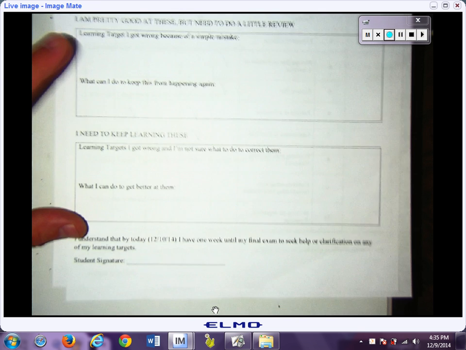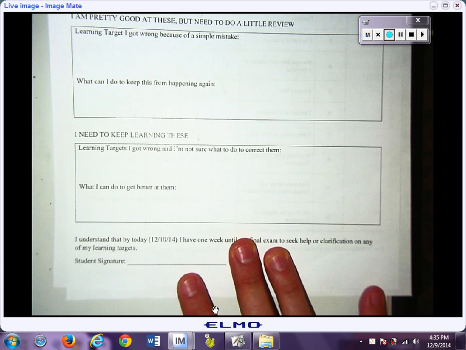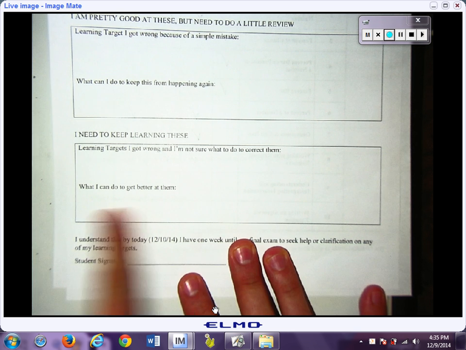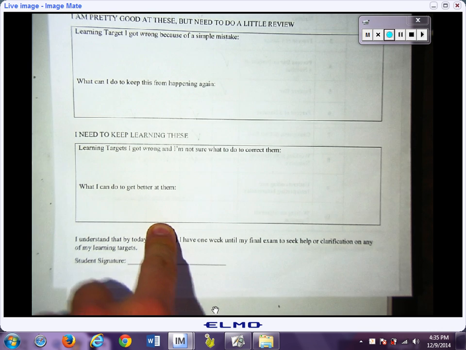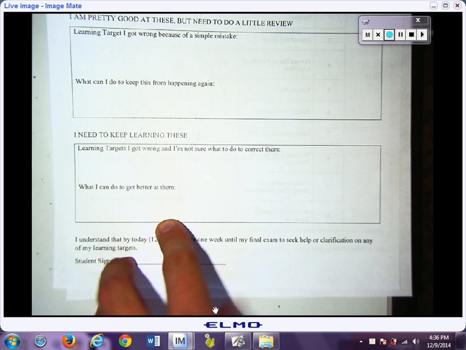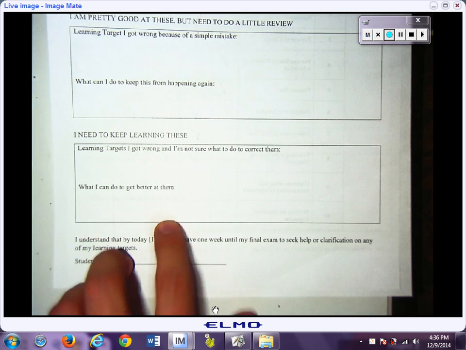Finally, I need you to keep learning these. Whatever learning targets you missed by a lot, go ahead and write those learning targets here. And then tell me what you are going to do to get better at them. Are you going to practice them at home? Are you going to go to YouTube and look up different videos that help you do it? Are you going to ask a teacher? Are you going to ask a friend, a parent, a sibling? Who? What are you going to do to get help with this? Because you need to get help.